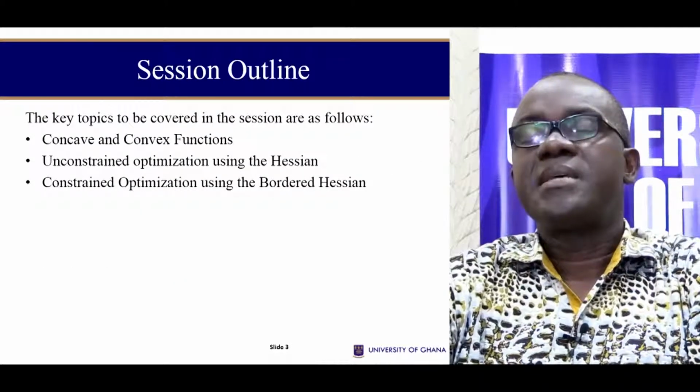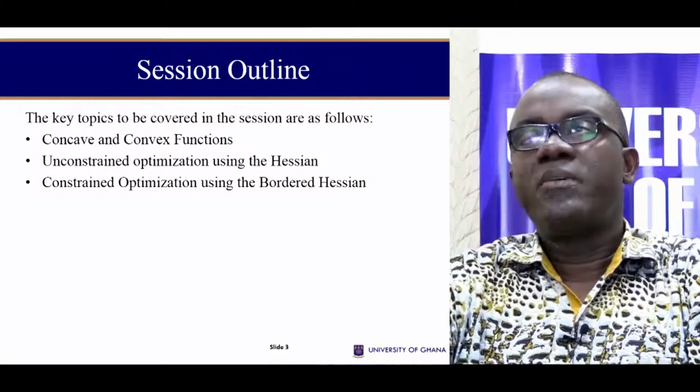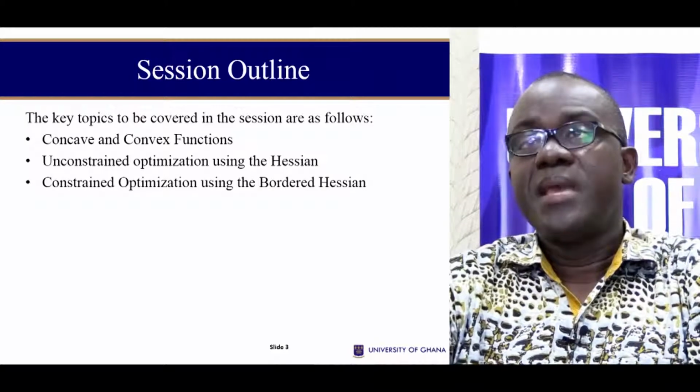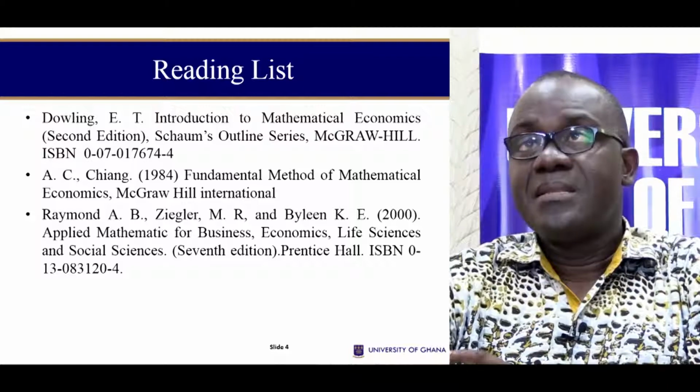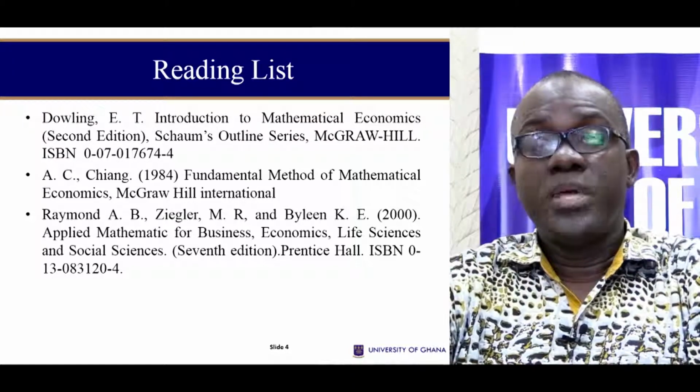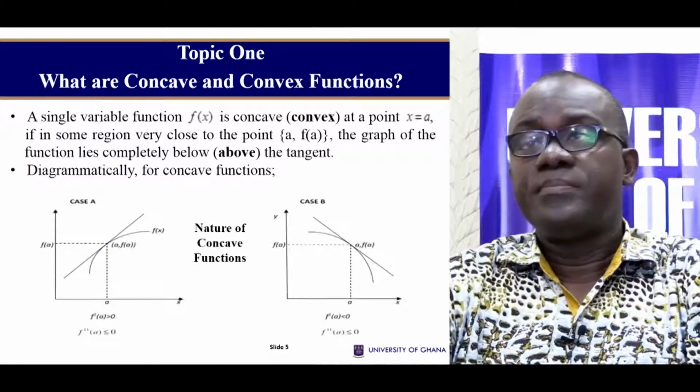So in a nutshell, the outline is that we'll look at concave functions, unconstrained optimization using the Hessian, and then constrained optimization using the bordered Hessian. The textbooks are the same. Please go through them. All the topics are there.